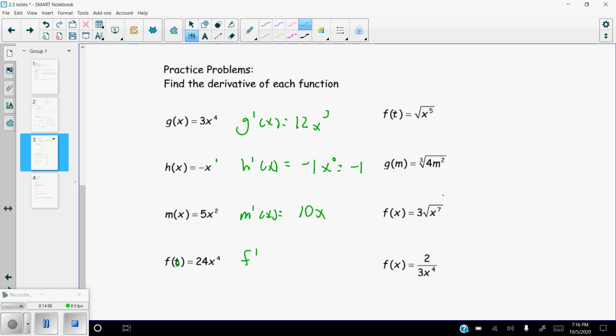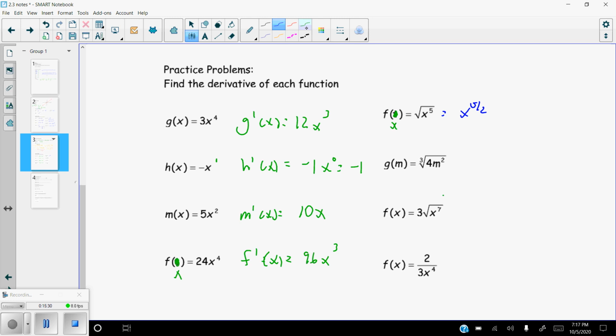F prime, that should actually say of x, not t, is going to be, of x, bring the 4 out to the front. 4 times 24 is 96x cubed. Okay, now in the next few, we have to actually rewrite some stuff. So let's rewrite the function. And again, I don't know why there's a t here. That should be a function of x. Let's rewrite that as x to the 5/2 power.